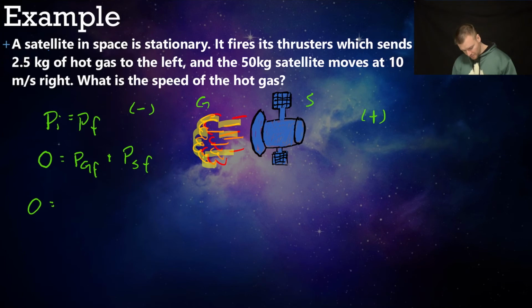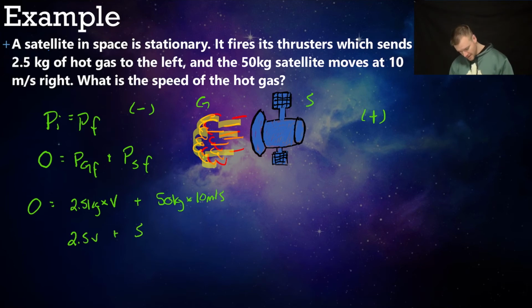We say 0 is equal to, momentum is m times v, so the mass of the gas is 2.5 kilograms times its velocity, which we don't know, so I'm just going to put v there, plus the satellite, which is 50 kilograms, times 10 meters per second. So here I'm getting 2.5 v, because I don't know that, plus 500 Newton seconds, or kilogram meters per second.